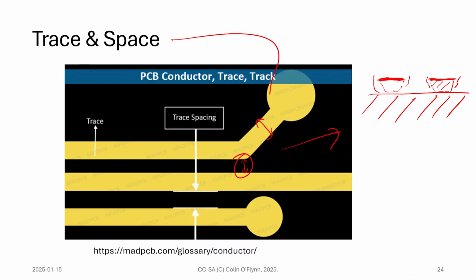So there are some limits. If it gets too narrow, you're going to basically etch away the entire trace. And so as we get nearer, the process's controls get tighter.